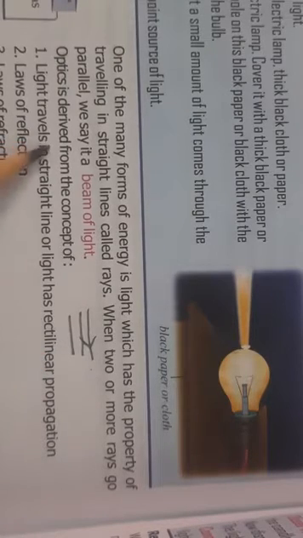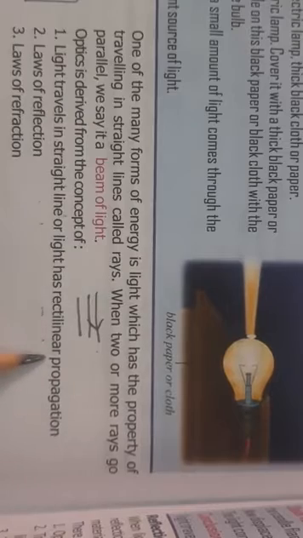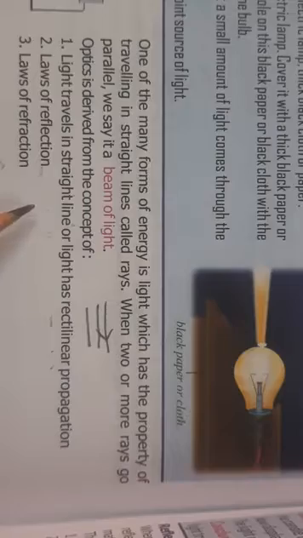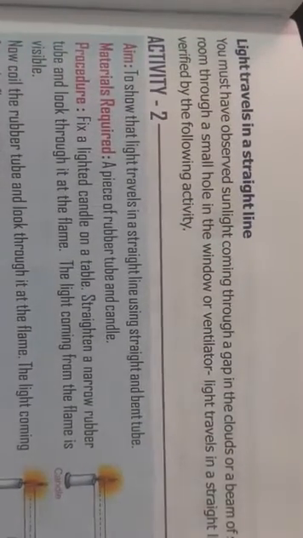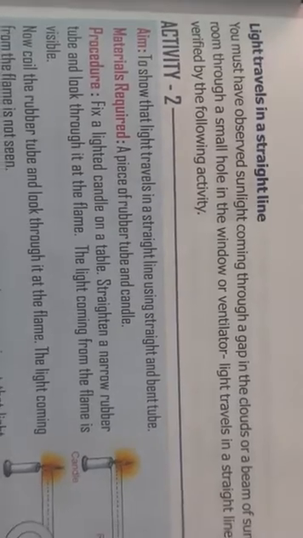So optics is derived from which concept? It is derived from the concept that, first of all, light travels in a straight line, or what do we call it? It is called rectilinear propagation of light. Then the second is laws of reflection, and the third is laws of refraction. So we will study all these 3 points in detail in this chapter only. Now the first one is, you have studied that light travels in a straight line, that is rectilinear propagation of light.